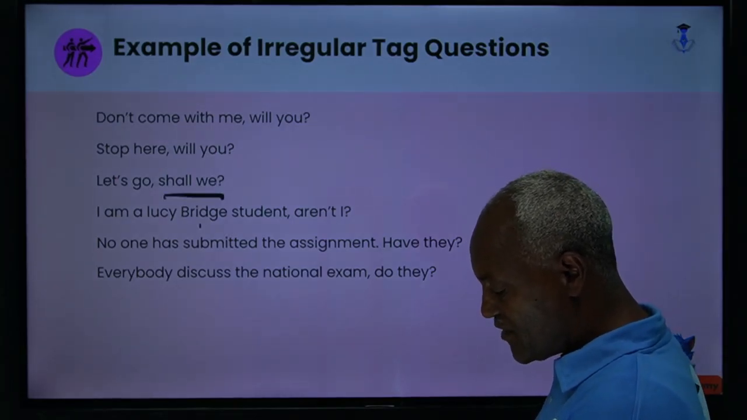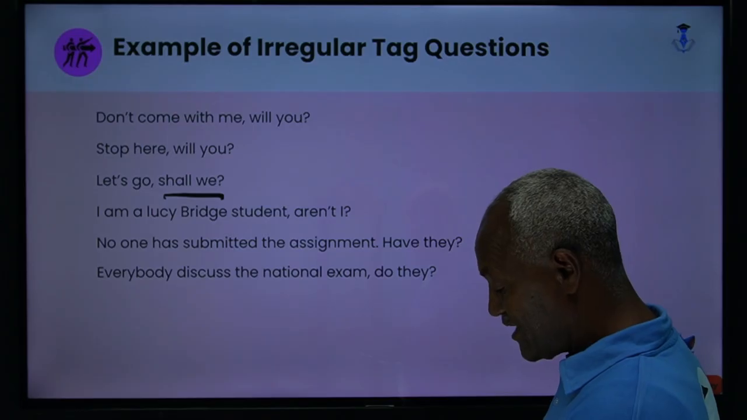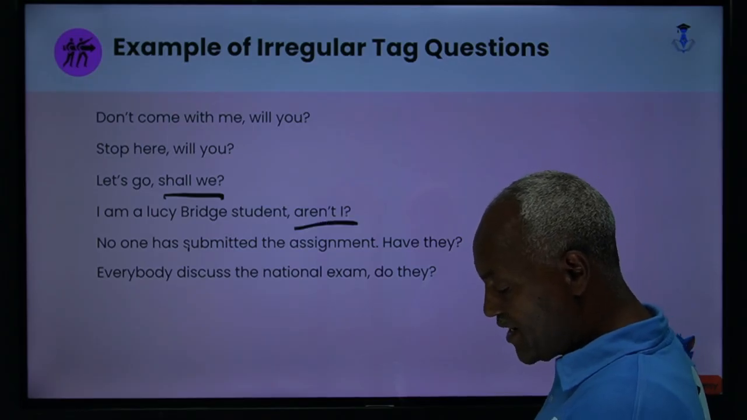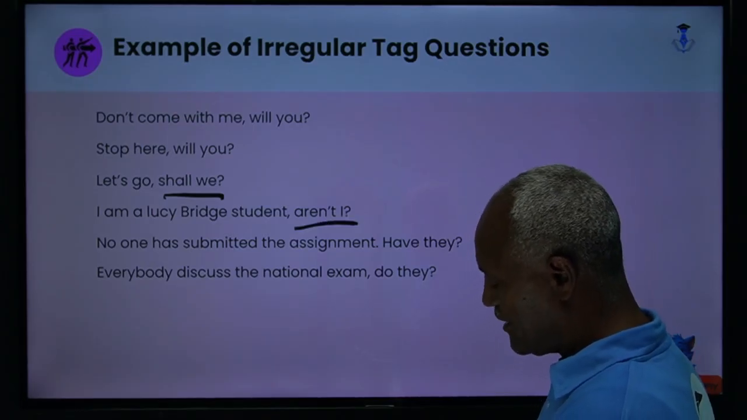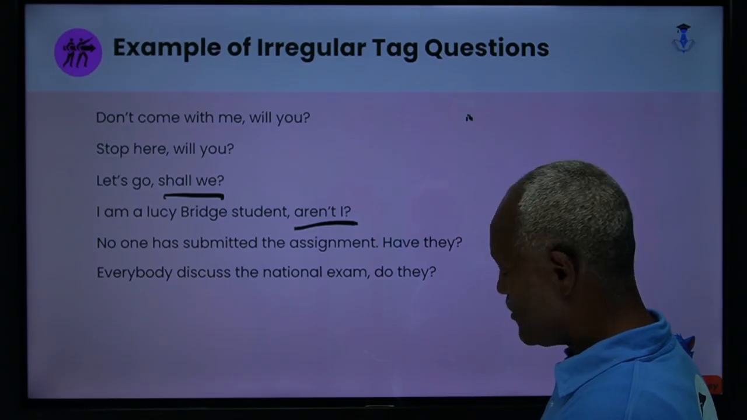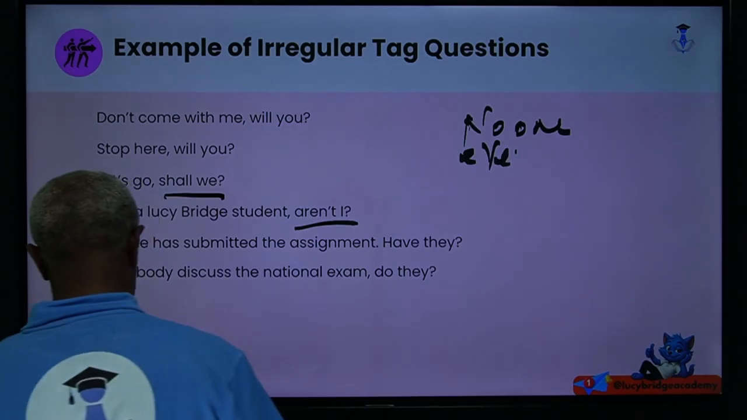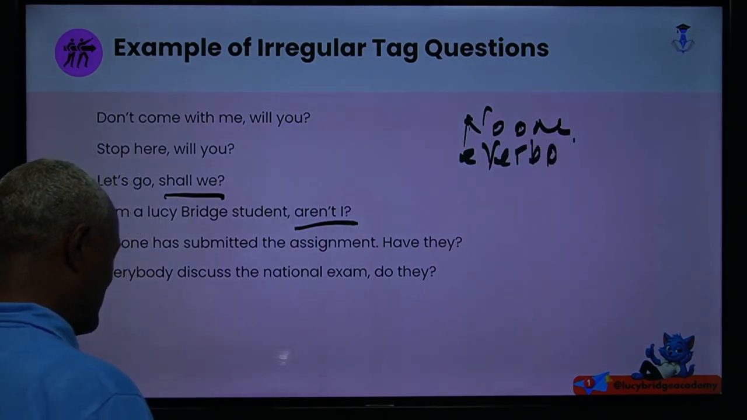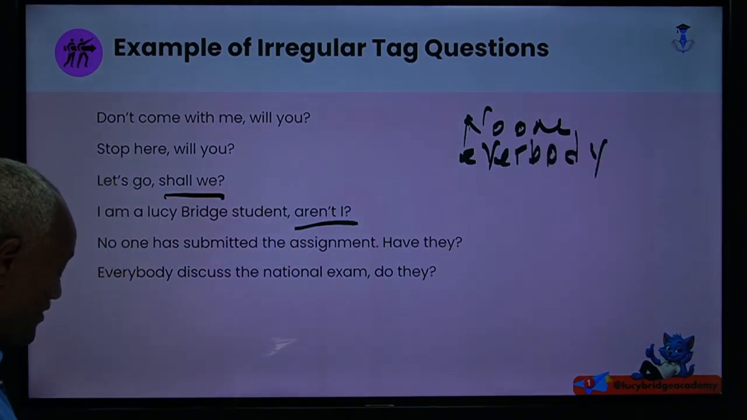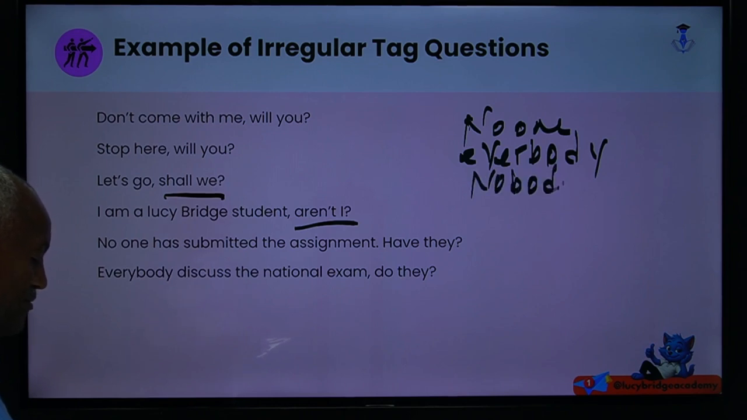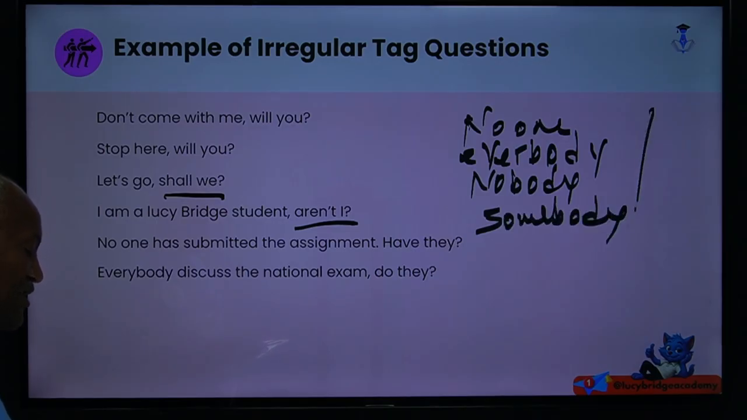I am a Lucybridge student. Yes, look, aren't I? The other one is for no one, for everybody, for nobody, for somebody. Don't forget, the subject for these in the tag question is they.